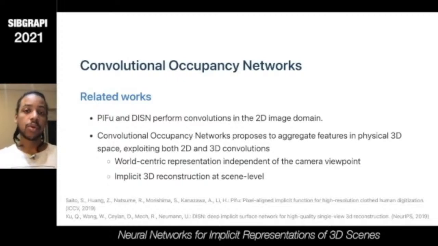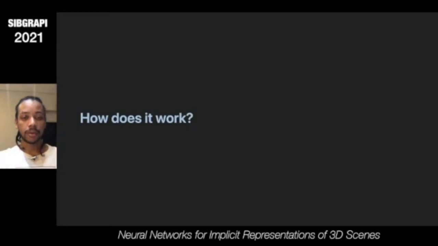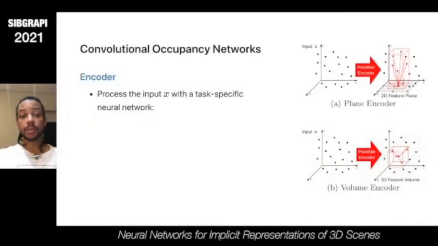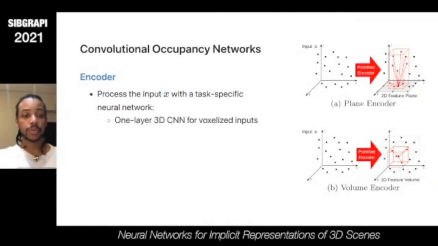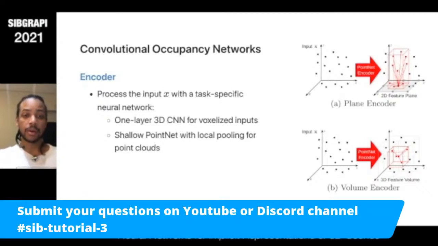So in convolutional occupancy networks, we have a world-centric representation that is independent of the camera viewpoint, and it aims to make implicit 3D reconstruction at scene level. So how does it work? We start by processing our input, represented here by X, with a task-specific neural network. In the paper they used a one-layer 3D convolutional neural network for voxelized inputs, and a shallow PointNet with local pooling for point clouds.